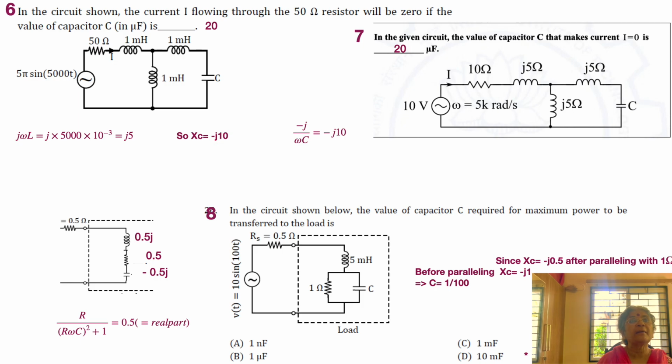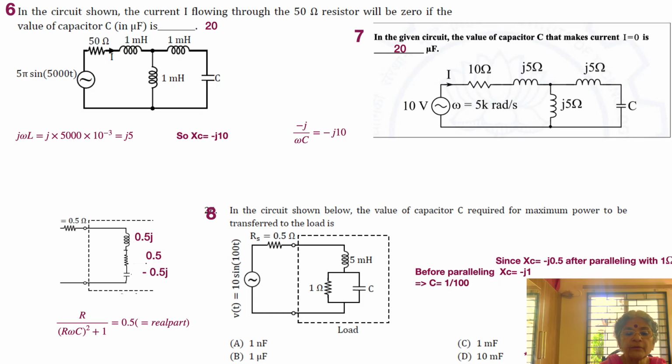So when j5 and minus j5 are in parallel, j5 into minus j5 divided by j5 minus j5, that is equal to 0 in the denominator. So it's an open circuit. Now we know the capacitor's reactance is equal to minus j10. The only thing we have to do is remember that 10 is equal to 1 by omega C, because minus j can be discarded now. We know omega, so 1 by 5,000 times 10 is going to give us the value of the capacitance, and in microfarad, it becomes equal to 20 microfarad.